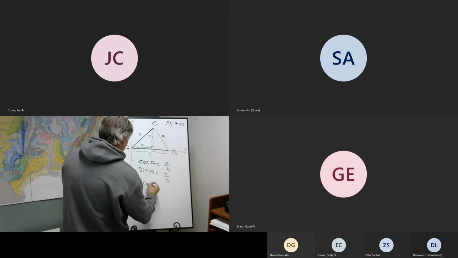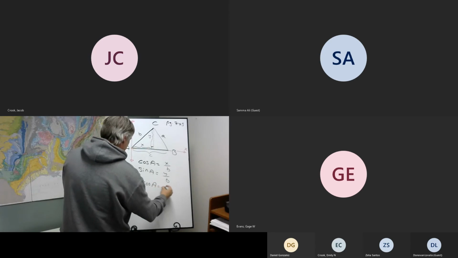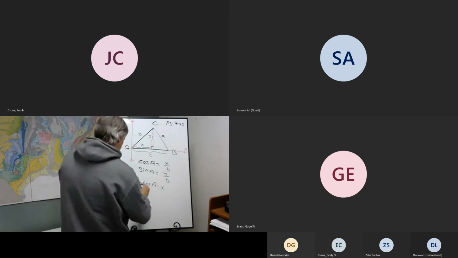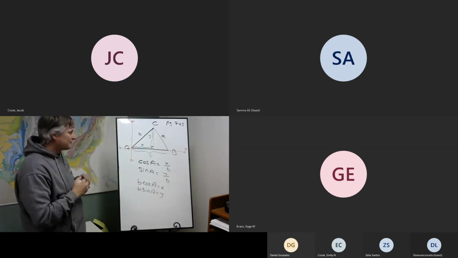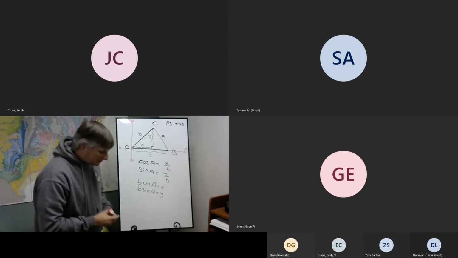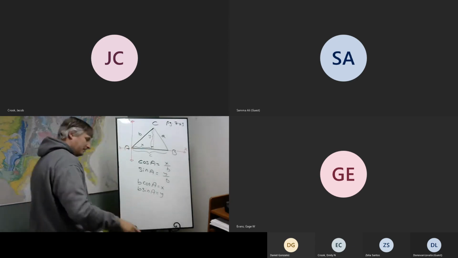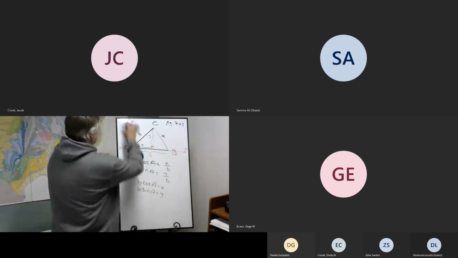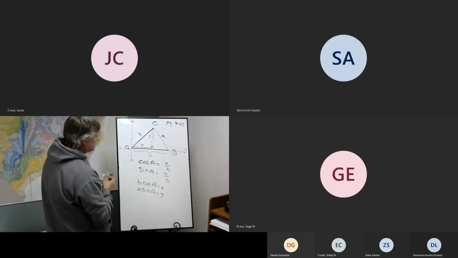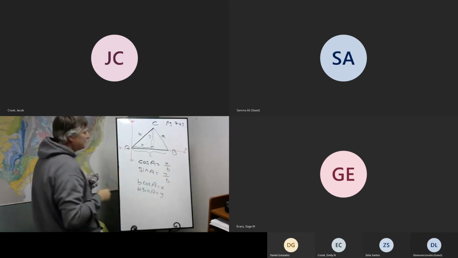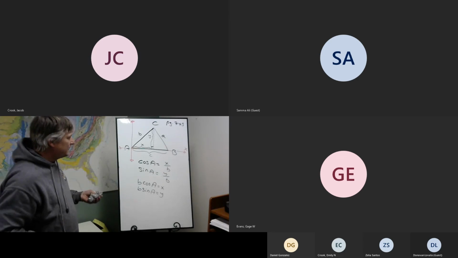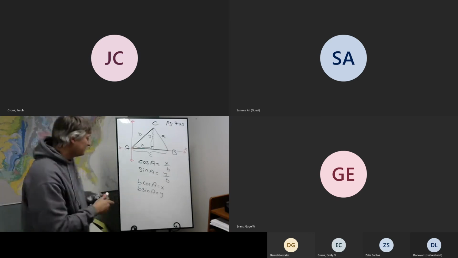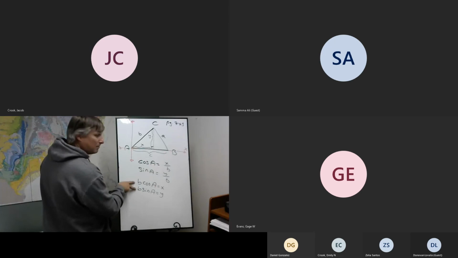So b cosine A is x. B sine A is y. So what we're going to do is we're going to solve for this sine. Now, where we're going to use x and y is with the Pythagorean theorem. So keep these in mind.